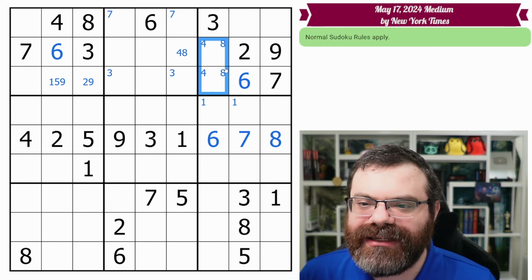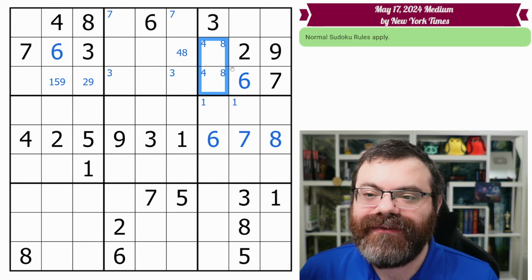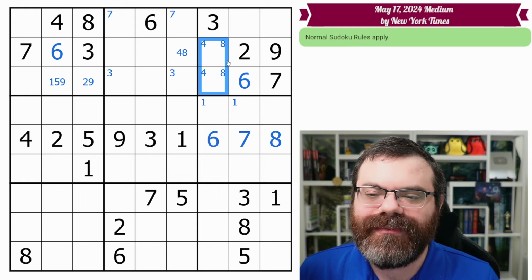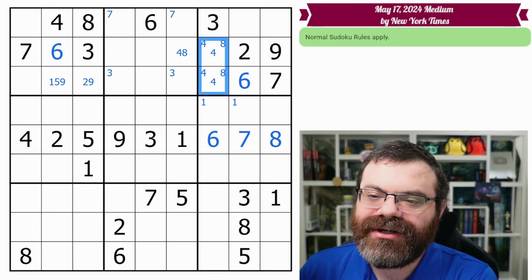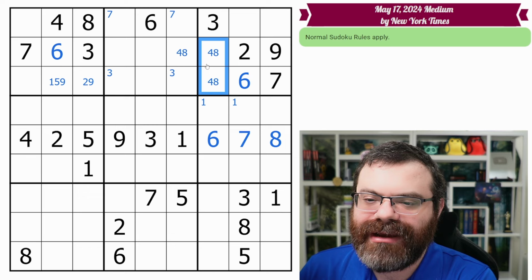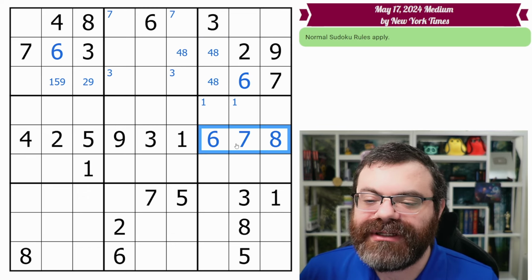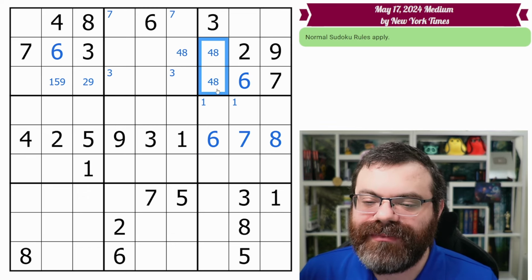So the result of that is that these cells must be 4-8 because we need to fit both the 4 and 8 in the box. That means they're going to use 2 cells, and those are the only 2 cells available. So we can actually mark this with center marks as a 4-8 pair. And that does make a naked 4-8 pair. It's very similar to the 6-7-8 naked triple we found.